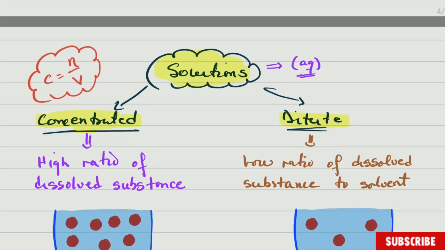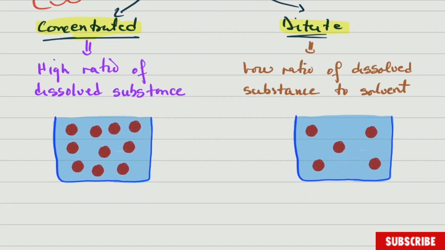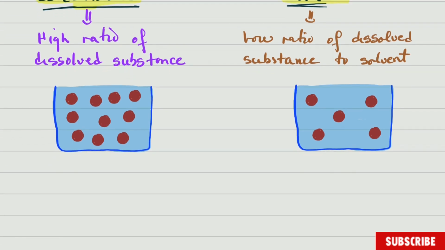Now, this has nothing to do with the strength of the acid or base. So you can have, for instance, a concentrated solution of a weak acid, because that means that the weak acid is dissolved in water in a high ratio, or you can have a dilute solution of a strong acid, which means the ratio is low. So you can have, for example, here a dilute solution of hydrochloric acid, which is a strong acid, and that is what we call dilute hydrochloric acid, because that means that the ratio of the dissolved substance is low.